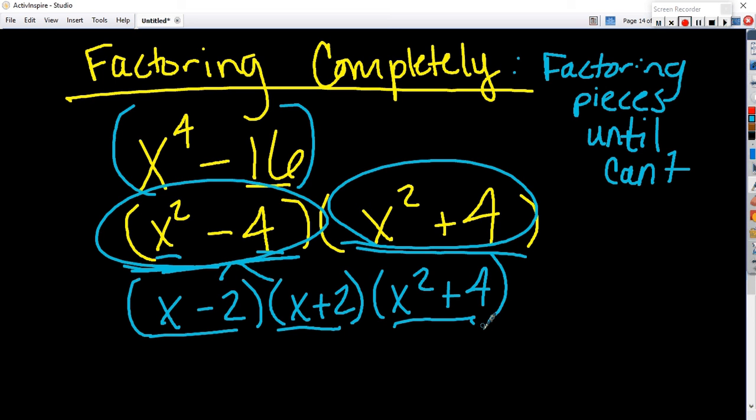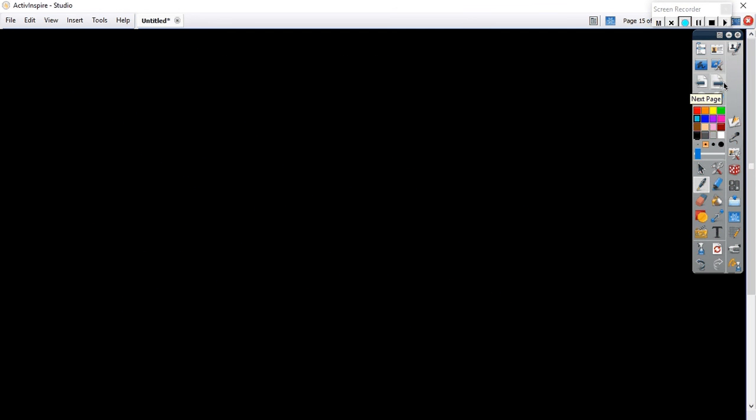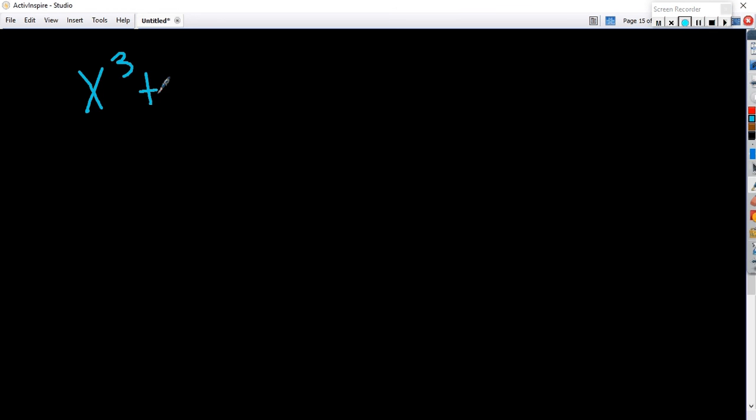If it's cubes, then you do the little parentheses, big parentheses, same change plus. Oh, my Lord. Let's do another one. This works with anything that we do. Factoring completely does, it's any pattern. Let's do this one: x to the third plus 7x squared minus 9x minus 63.